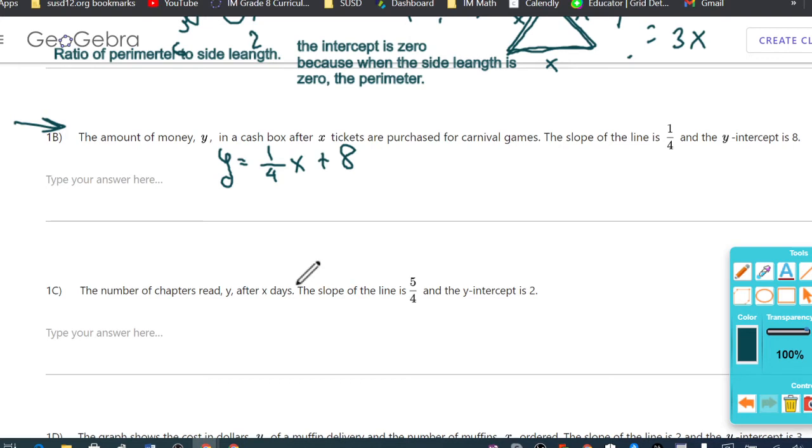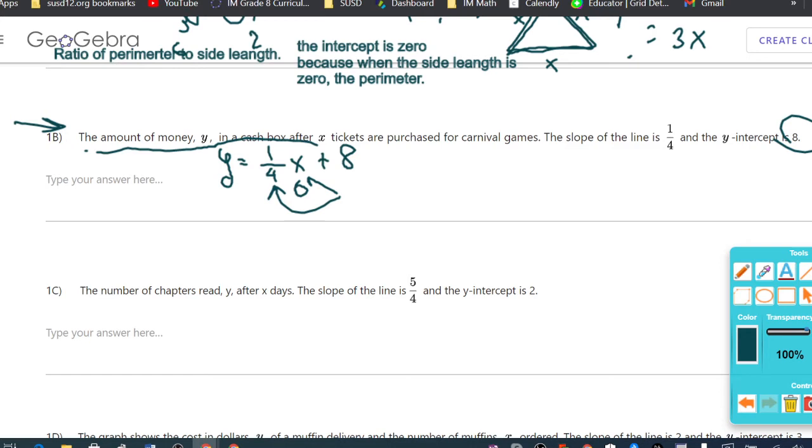I think 1/4 must be the price per ticket. And they already had 8 in the cash box, because this says y is the amount of money in the cash box. So if they sold 0 tickets, then they would have had $8 to begin with in the cash box. And the slope of the line here must be the price per ticket because it's multiplied by the tickets.